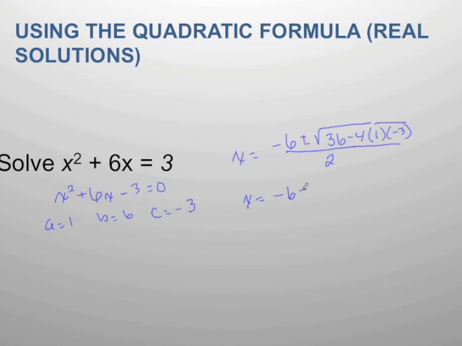So negative 6 plus or minus the square root, negative 4 times 1 times negative 3 is positive 12, 36 plus 12 will be 48, divided by 2. x will equal negative 6 plus or minus 4 square roots of 3, since 48 is 16 times 3, all over 2. Since 6, 4, and 2 are all even numbers, I can reduce this and make it negative 3 plus or minus 2 square roots of 3.